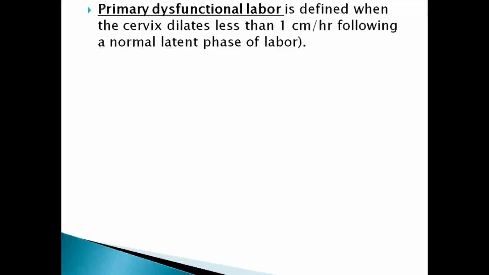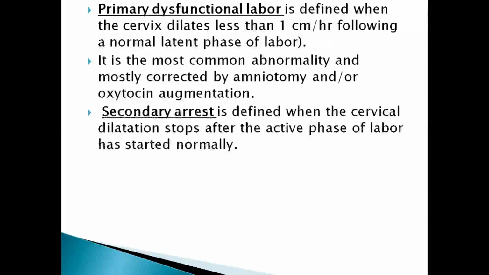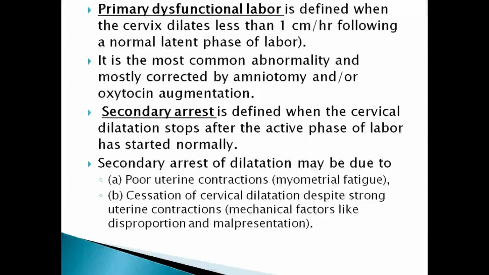Primary dysfunctional labor is defined when the cervix dilates less than 1 cm per hour following a normal latent phase of labor. It is the most common abnormality and is mostly corrected by amniotomy and or oxytocin augmentation. Secondary dysfunctional labor or secondary arrest is defined when cervical dilatation stops after the active phase of labor has started normally. The secondary arrest may be due to poor uterine contractions, or cessation of cervical dilatation despite strong uterine contractions, due to mechanical factors like disproportion and malpresentation.